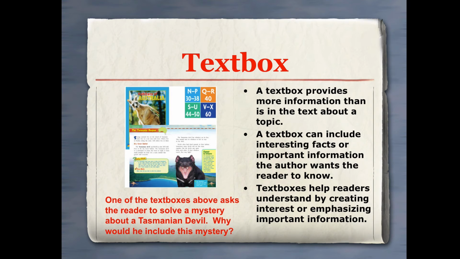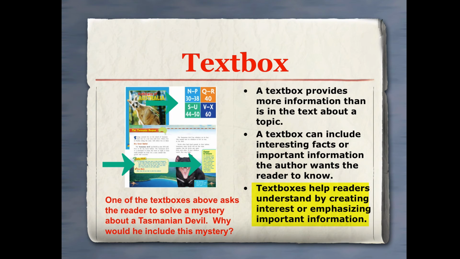The use of text boxes is really there so that the author can give you added information, more information that's actually in the reading text, and it's more interesting to look at a text box sometimes. So a text box can include interesting facts or important information that the author wants you to know, and they're drawing your attention to it by putting it in a box. Or it doesn't have to be a box, it can be a circle or another kind of shape.